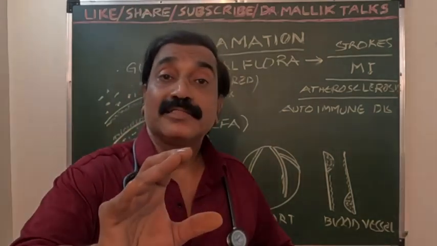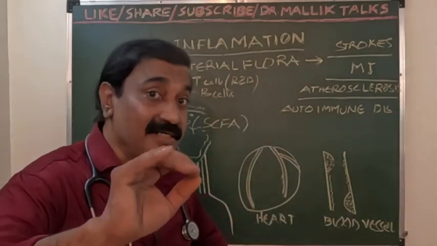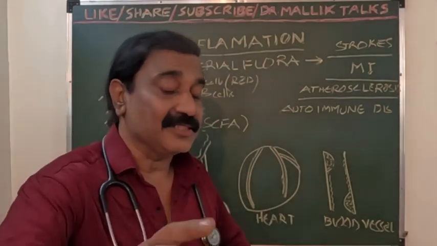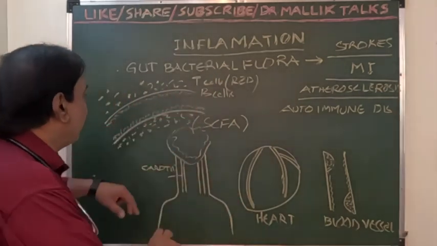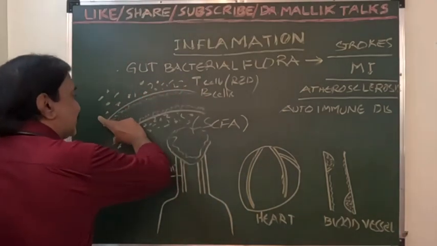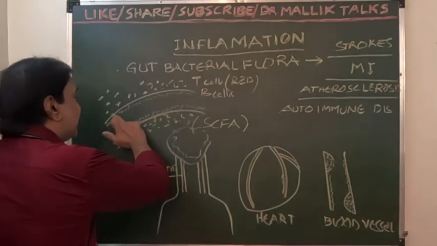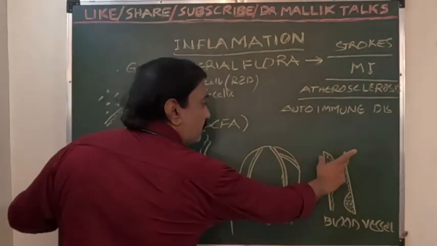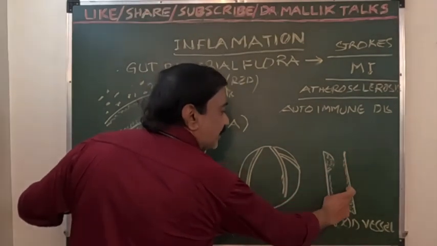They are all because this bacterial flora is disturbed. And when it is disturbed, it causes inflammation. I will tell you how it is. See, this is your intestine. So the intestine has got an inner lining. It is called mucosa. See, this is a blood vessel. The inner lining is called endothelium.